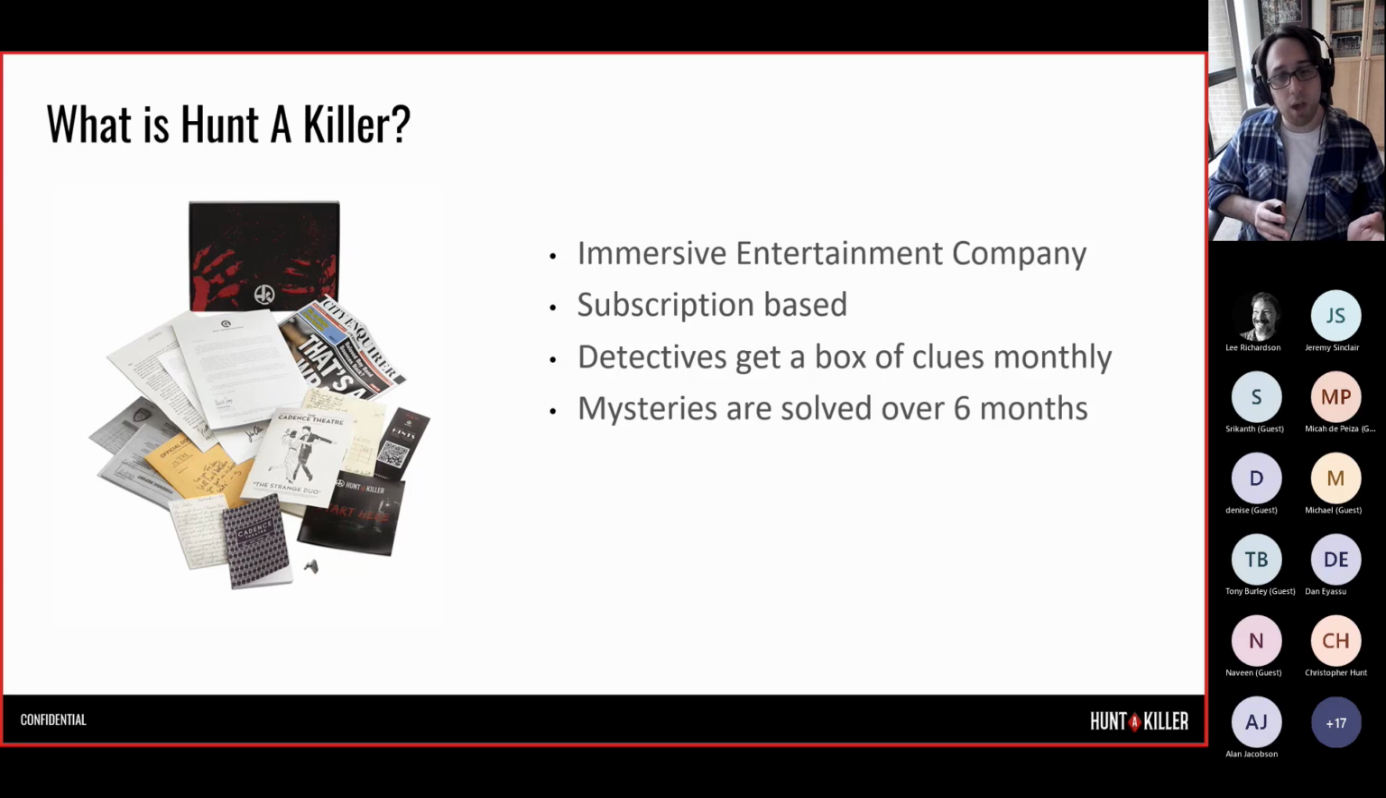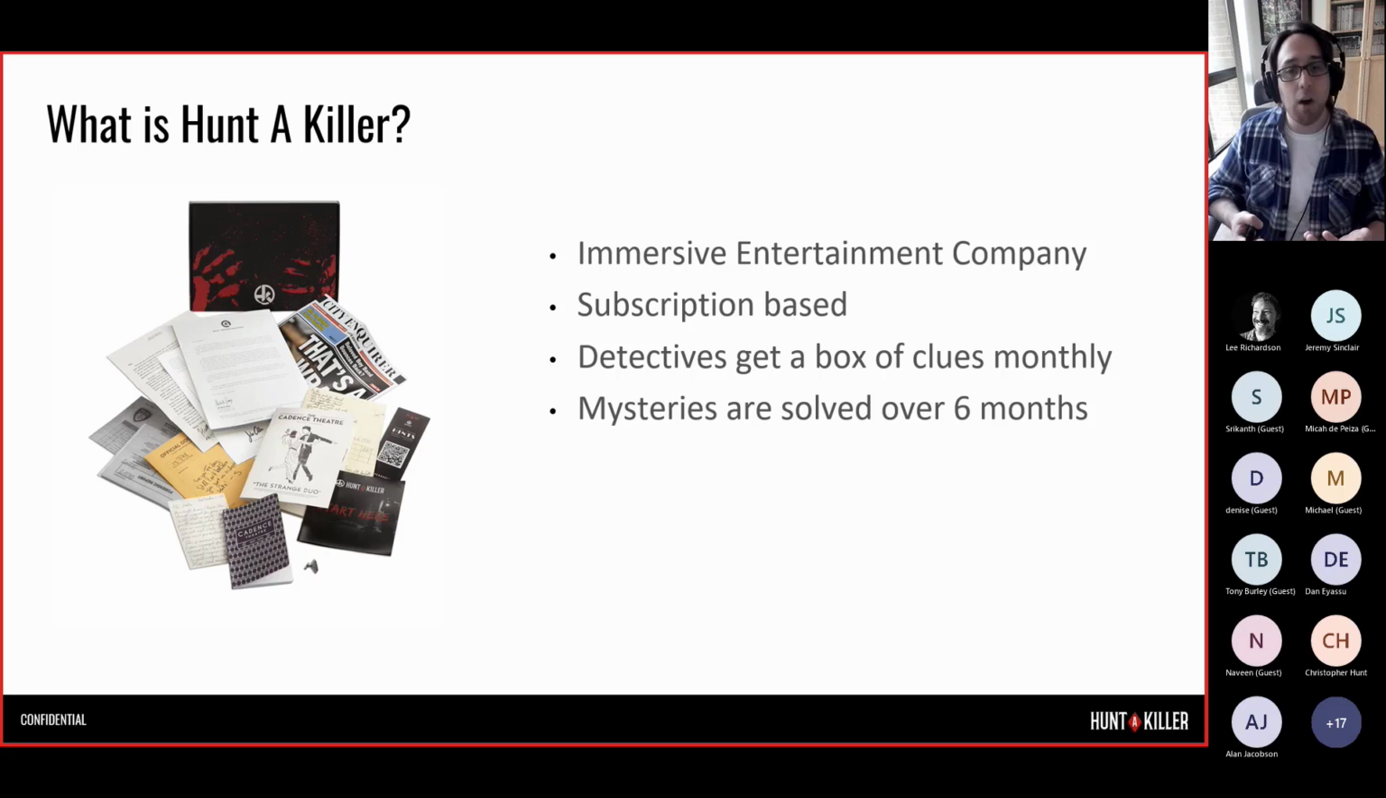Over the course of 6 boxes, or 6 months, detectives will be getting clues to answer questions like, what is the murder weapon? Is this person a viable suspect? Is that person a viable suspect?